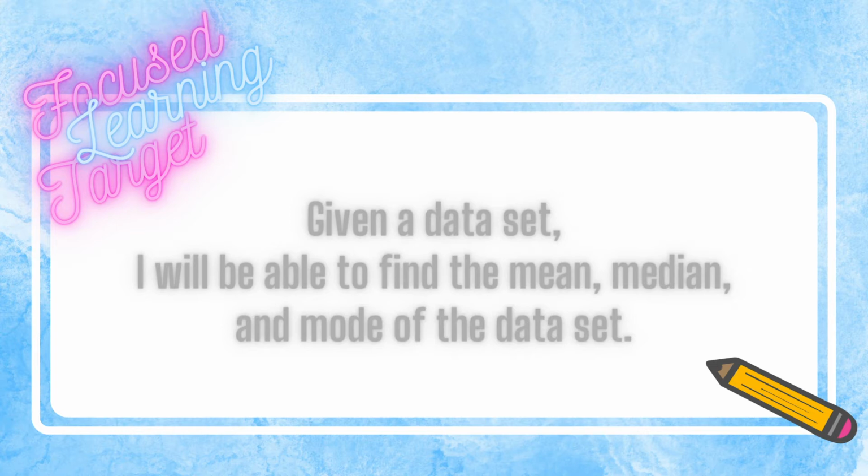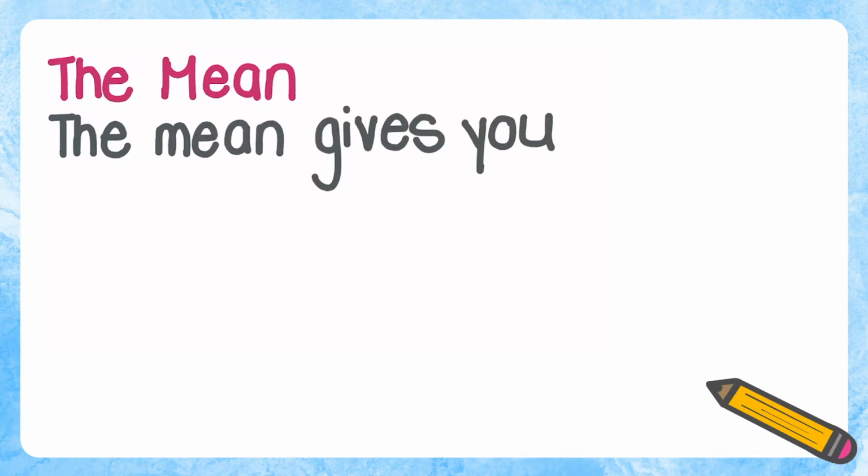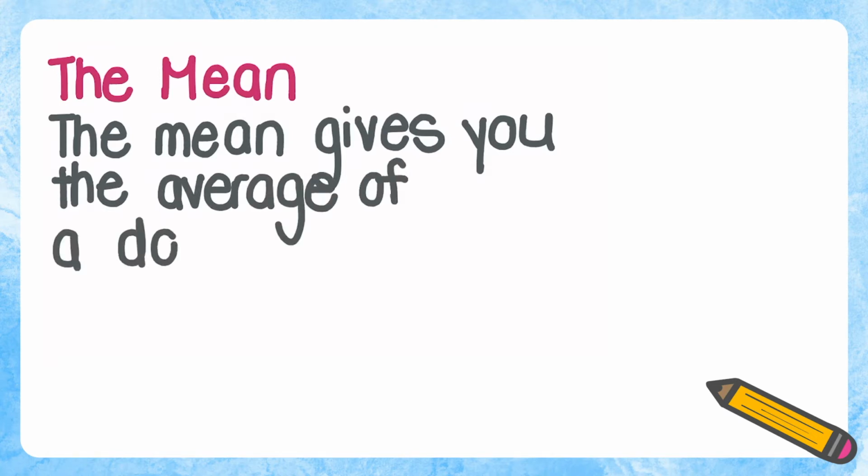So when you're given a data set with numbers, you want to use an accurate representation of the center. So we'll talk about the mean, median, and mode and how we find each value. So let's talk about the mean first. So the mean is just a mathematical way of saying average. So the mean gives you the average of the data set.